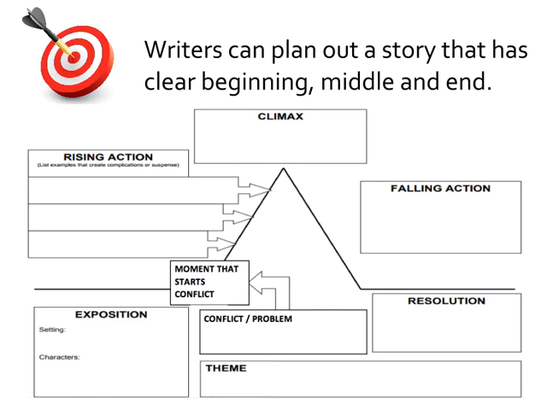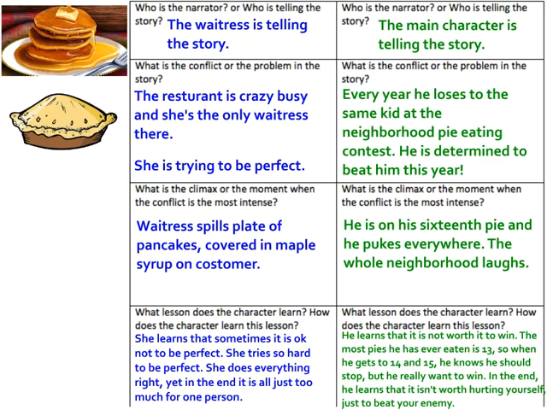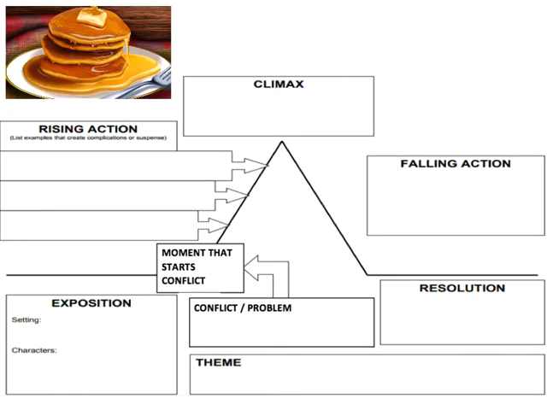So let's get rolling. The narrative idea that I chose was the pancake one. I felt like that had the clearest lesson or theme. Remember, the lesson or theme was that she learns that sometimes it's okay not to be perfect. So I have a couple of things all ready for my plot map.